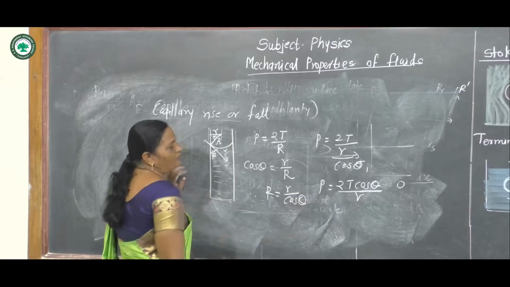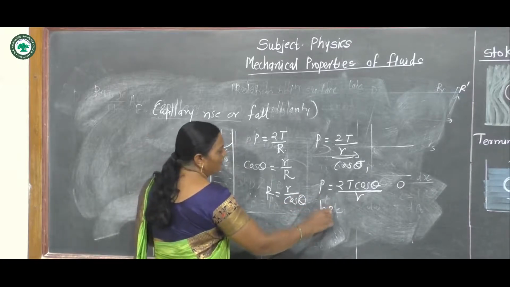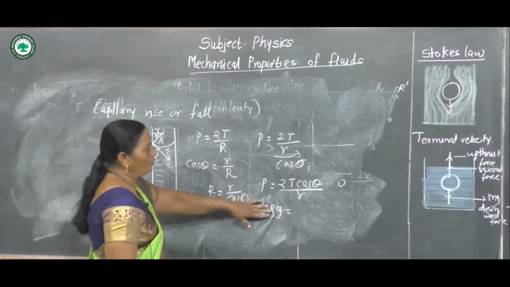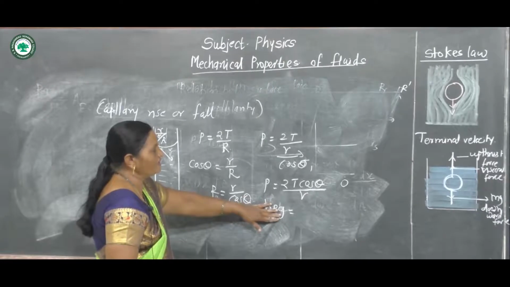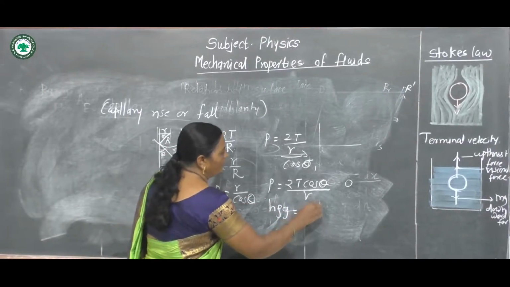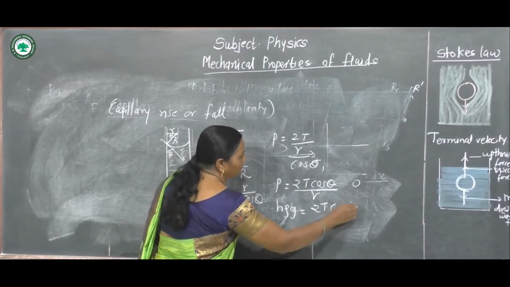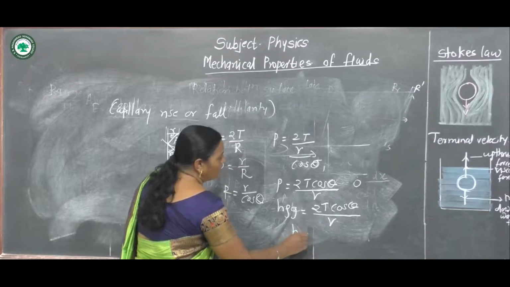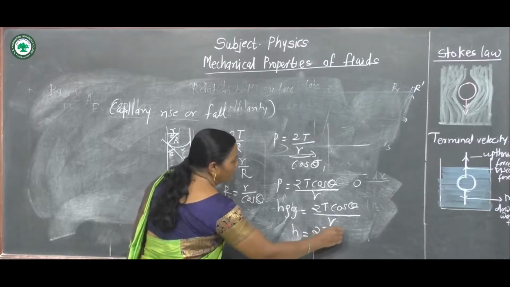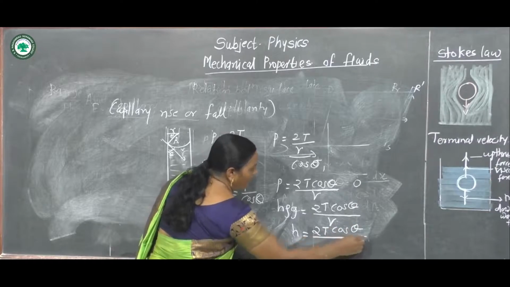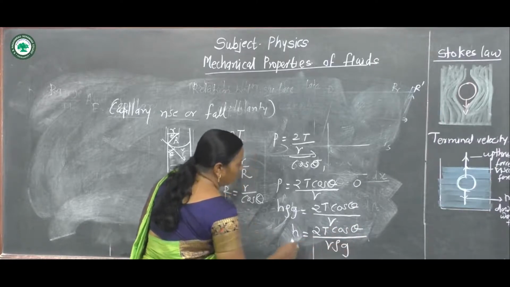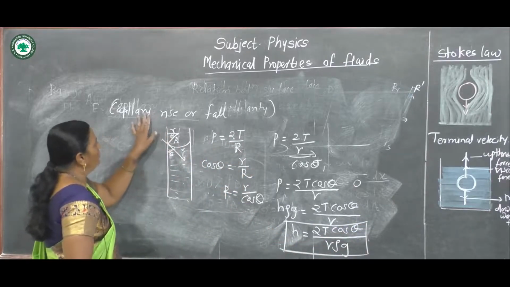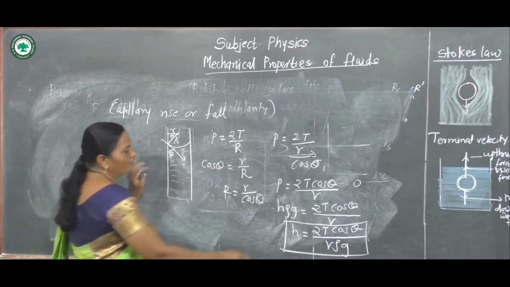Now this P is pressure, and pressure is nothing but h rho g, where h is the height of the liquid, rho is the density, and g is the acceleration due to gravity. We can write 2T cos theta divided by r equals h rho g, so h is equal to 2T cos theta divided by r rho g. This is the rise of the liquid level in the capillary tube.